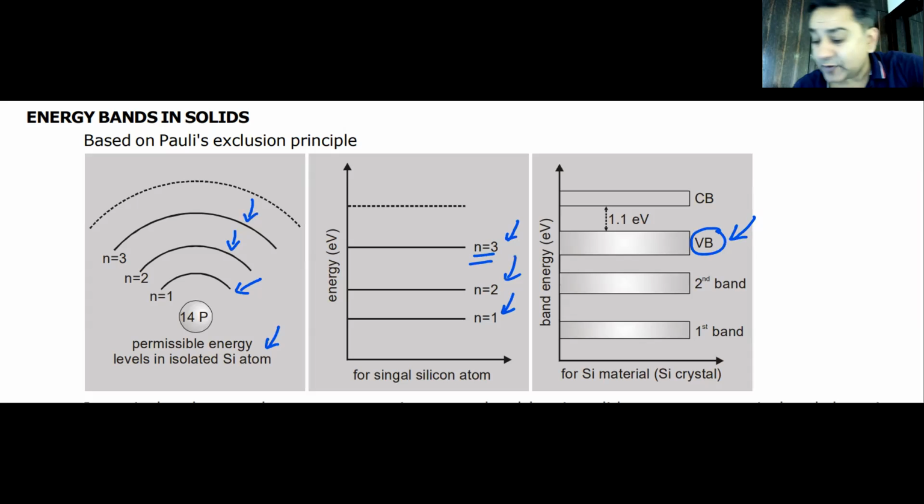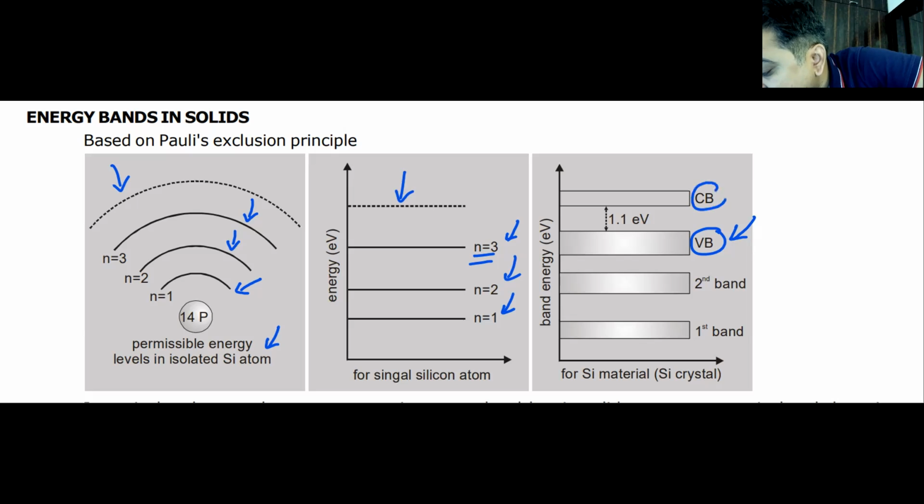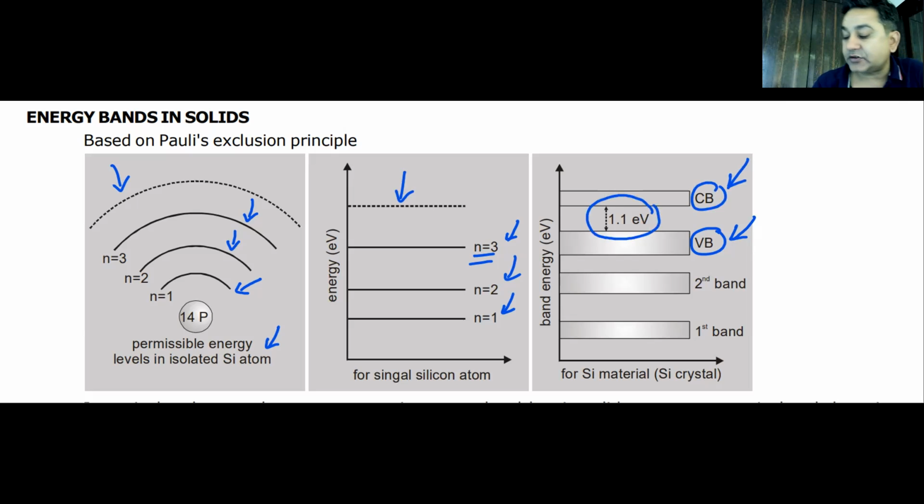Now, above this valence band, we have shells which are empty. Do we see those shells above the last shell? There are shells which are empty. Do we understand this? Yes, sir. Now, this is known as the conduction band, CB. And as you can see, between the valence band and the conduction band, there is an energy difference of 1.1 electron volts. Do we understand this? Yes, sir.